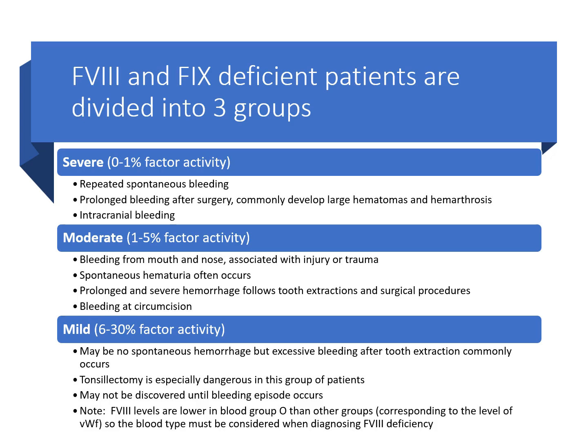Factor VIII levels are usually lower in blood group O than in other groups, fun fact. And so corresponding to the level of von Willebrand's as well. So von Willebrand factor is also lower in type O blood groups. And if you remember, von Willebrand factor has a really important role in stabilizing that factor VIII. So we really have to take the blood type into consideration when diagnosing a factor VIII deficiency, because blood type O groups typically have a lower level anyway.